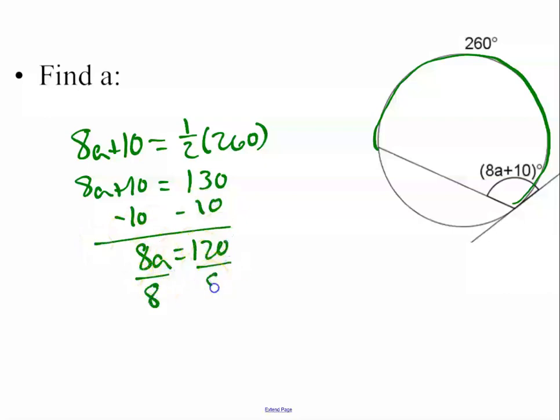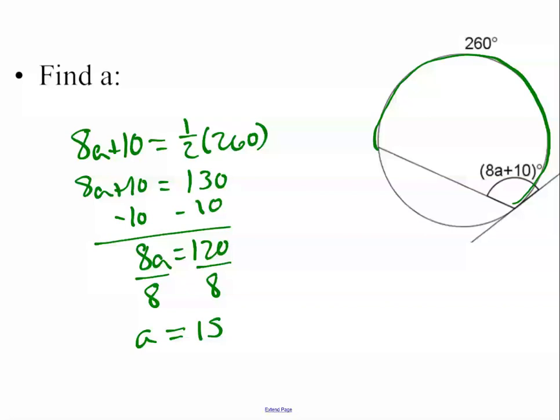Divide both sides by 8. And A equals 15. All right, just had to think about that for a second. And again, just a reminder, feel free at any time to pause and try and work it out for yourself before I finish talking.